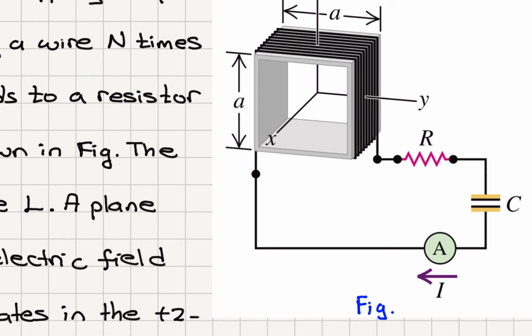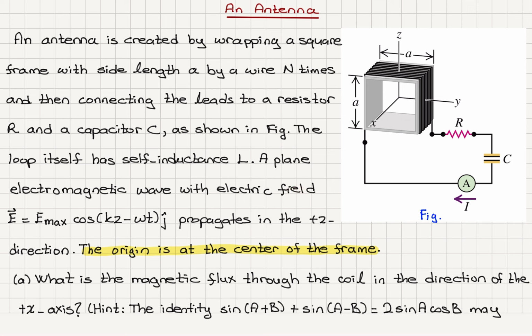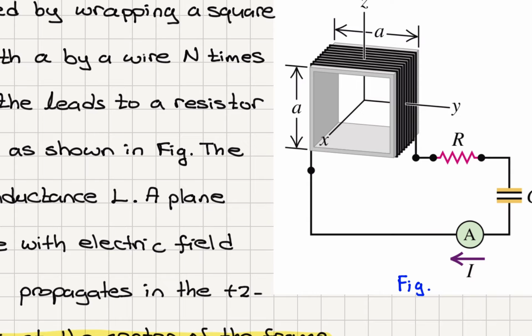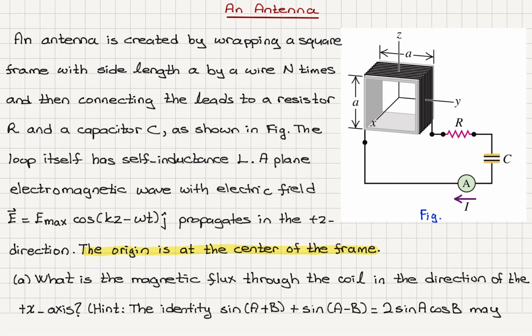A plane electromagnetic wave with electric field E equal to E max cosine(kz minus omega t) in the j hat direction propagates in the plus z direction. The origin is at the center of the frame. So you can see here a Cartesian coordinate system is drawn. The origin is at the center of the frame.